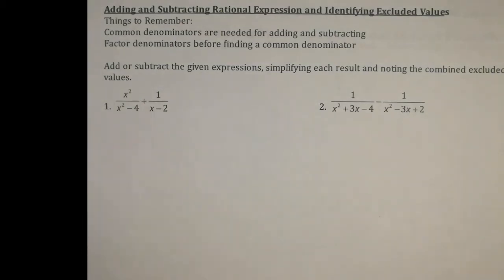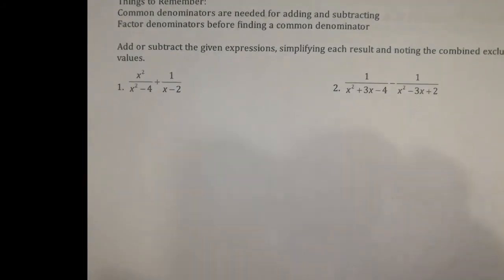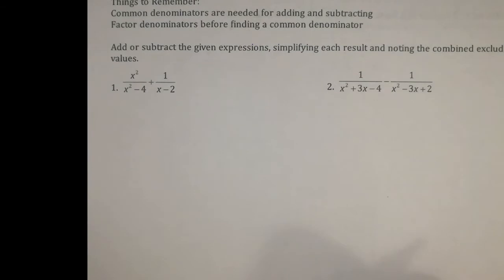Okay, today we are adding and subtracting rational expressions and identifying their excluded values. So, rational expressions are basically fractions where x is in the denominator. So we have these expressions here. We have x's in the denominator. How do you add if you have more than one of them? It's a very similar process as adding regular fractions, just numerical fractions. You have to get a common denominator.